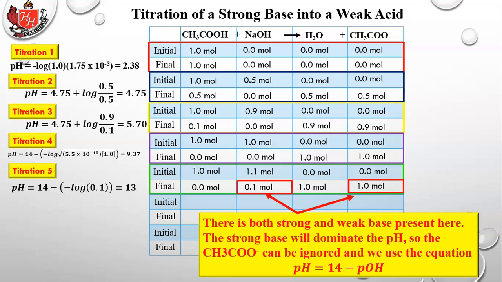So let's read this. There is both strong base and weak base present here. However, the strong base will dominate the pH. So the CH3COO- can be ignored, and we can use the equation pH equals 14 minus pOH. So we can use the strong base equation, that is negative log of the strong base, the hydroxide. So 14 minus that will give you 13. That's going to be your new pH. So when you have a strong base and a weak base together, you can ignore the weak base. It's just the strong base that's going to drive the pH and control the pH.